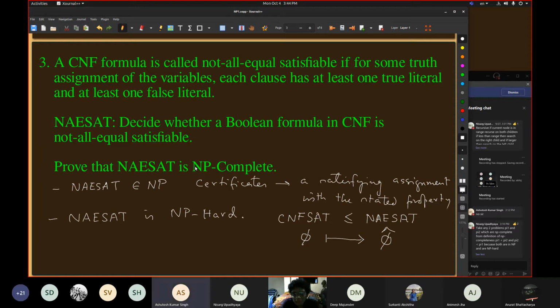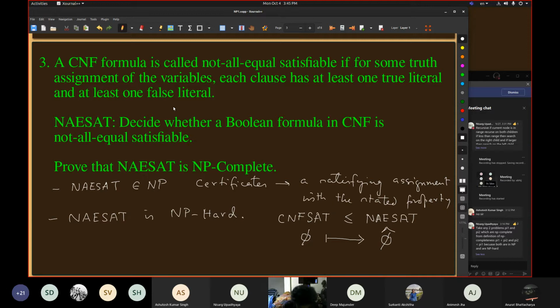For the converse, I need to prove that if phi hat is satisfiable, then phi is satisfiable. Good, your suggestion is good. In fact, I am going to do the same thing. Okay, so the suggestion is something like this.